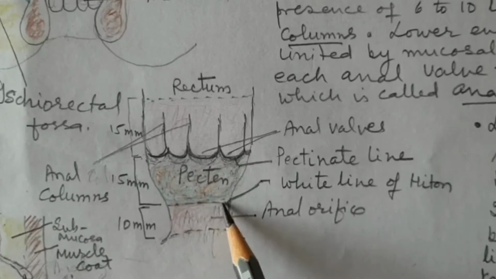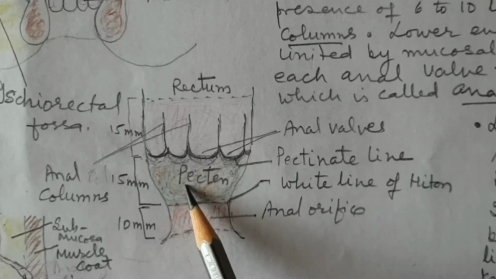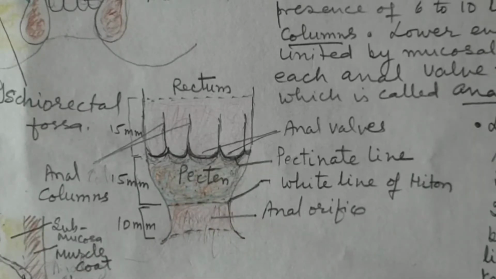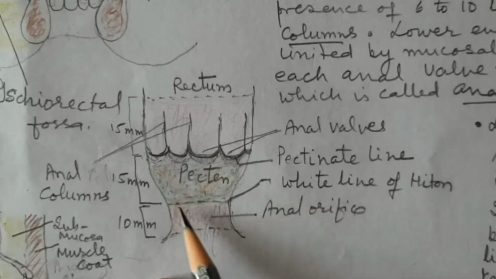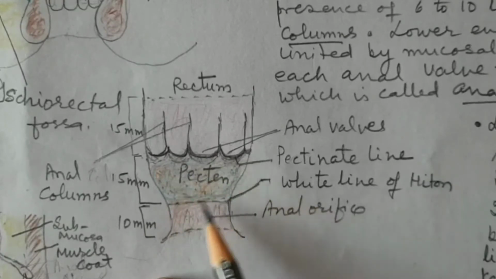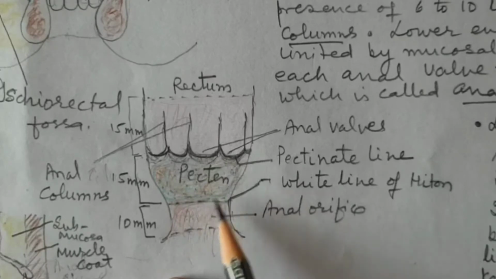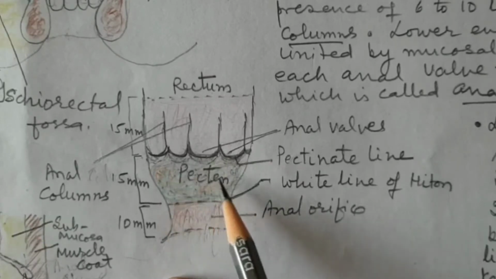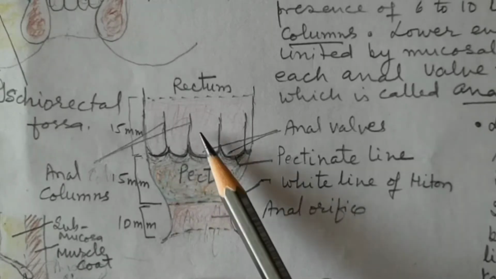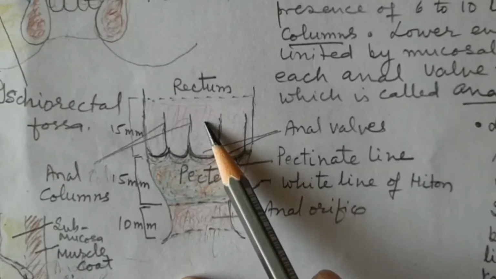The white line of Hilton separates the upper 15 millimeter region from the lower 10 millimeter region. Now this part of the anal canal, the pecten, the upper region of the lower part, is covered by stratified squamous non-keratinized epithelium. Here it was columnar epithelium in the upper part.